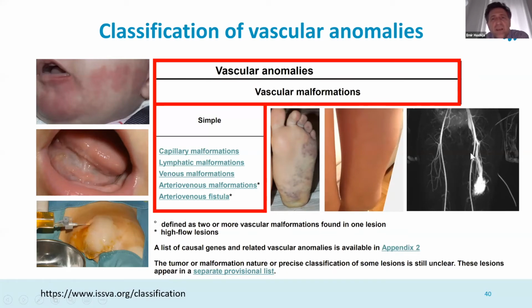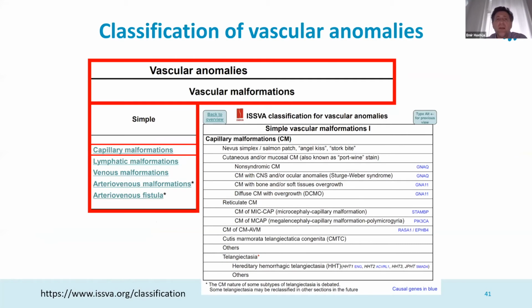So in the part on vascular malformations, I will a few times point out the crucial role of imaging to distinguish between different vascular malformations. So let us see how the capillary malformations are classified. Here you can see that the capillary malformations could be a simple nevus simplex or salmon patch, like angel kiss or stork bite. There are different names for that, also in different languages.